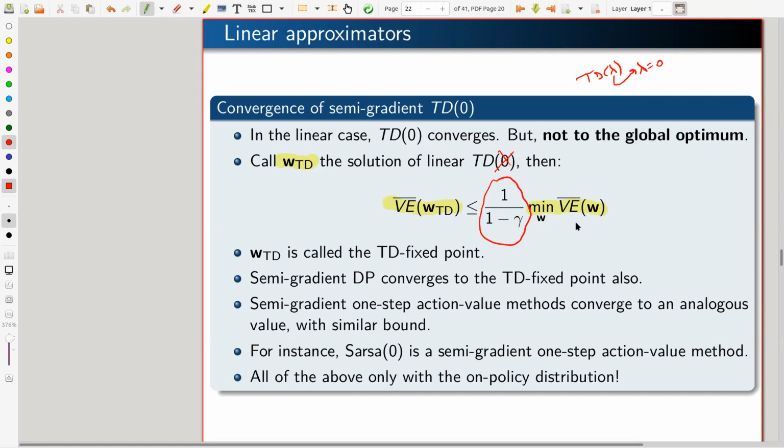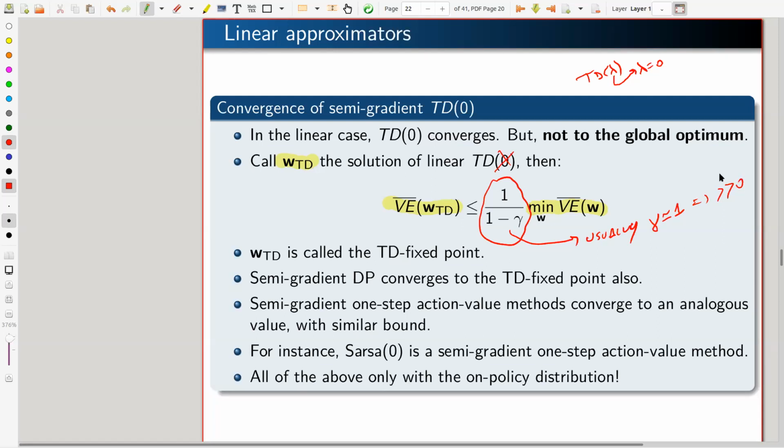Consider that usually the discount factor is close to 1, and so this bound is very, very big. Similar bounds are known also for the dynamic programming target and for the SARSA target, which is the temporal difference but in the control case. Similar but not the same. I will not give you the expression.